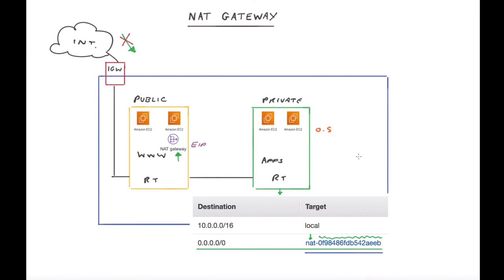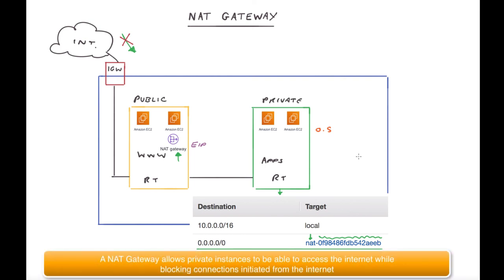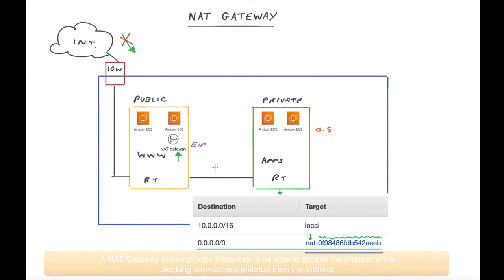So just as a quick summary, a NAT gateway allows instances within a private subnet access to the internet, but the NAT gateway itself will block all incoming initiations from the internet. So it protects the private subnet in that way. And this allows you to ensure that you maintain security of your EC2 instances, ensuring that their OS is kept up to date and any patch management is taken care of as well.